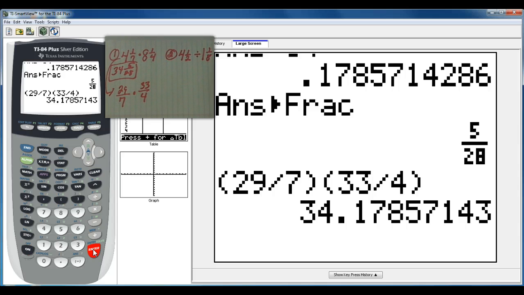Again, I would do the same thing to convert it. Subtract out the 34, math, enter to change a decimal to a fraction.